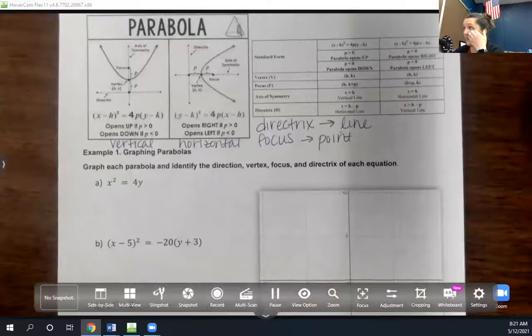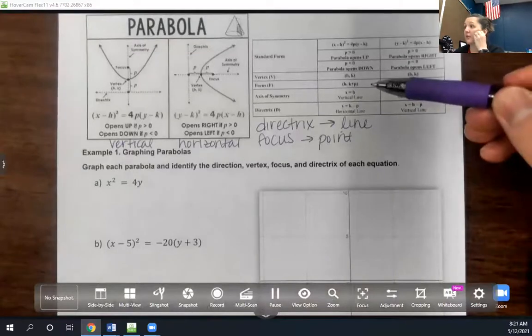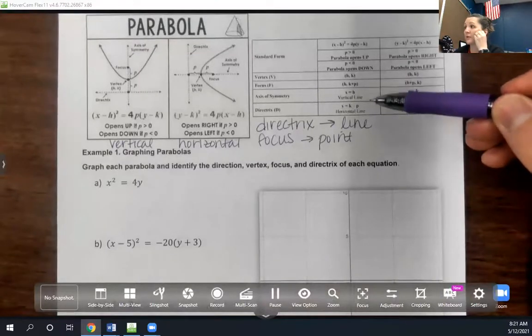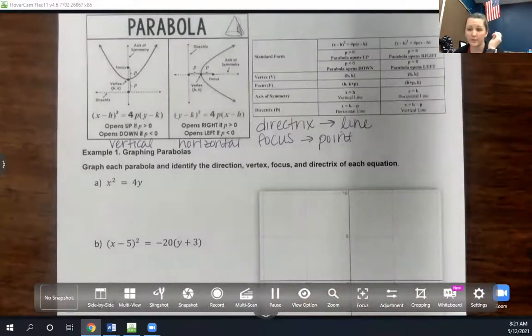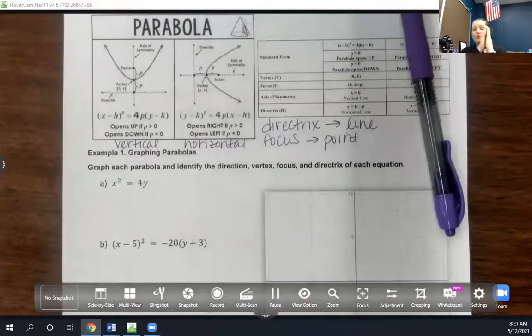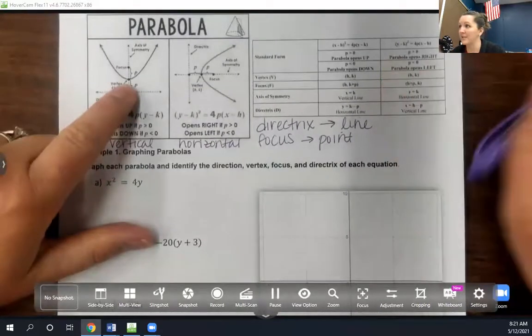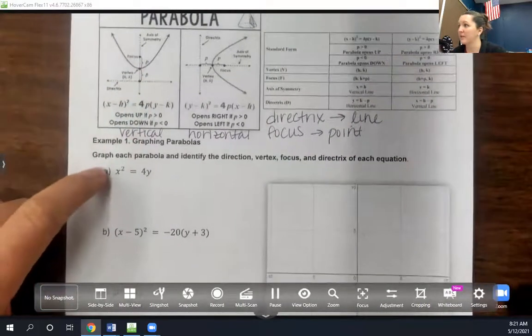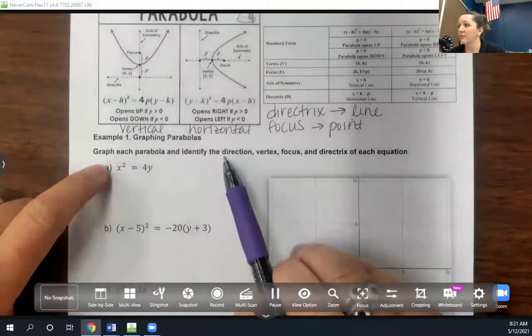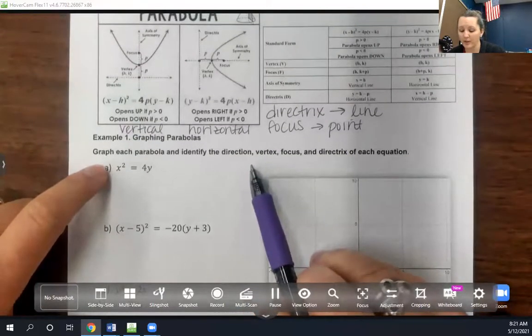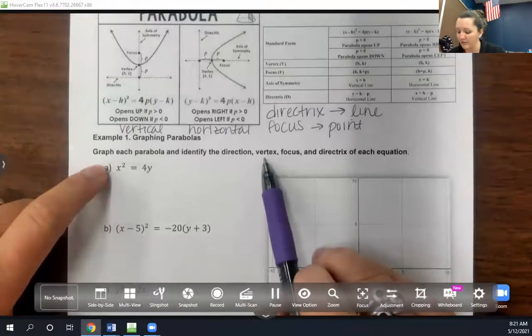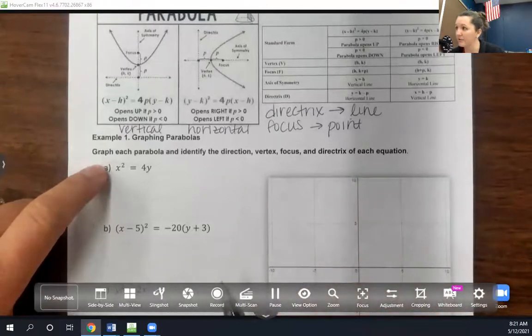All right, so some things here just to help how to find your focus, how to find your directrix, and then we have our axis of symmetry, which is the vertical or horizontal line that goes directly through your vertex that can fold your parabola on top of itself, okay? So it's a mirror, so it creates that mirror line. All right, let's look at this. We have to find our direction, right? So either it's up or down or right or left, our vertex, our focus, and directrix.